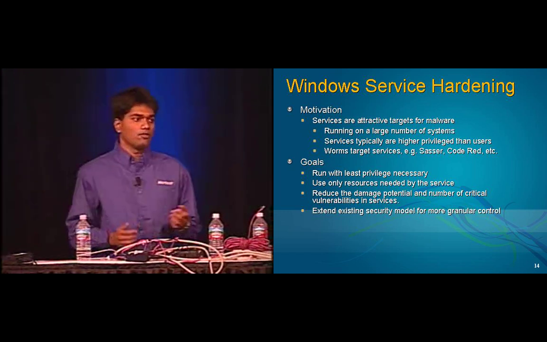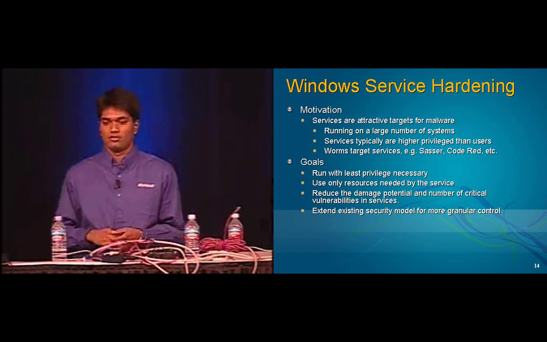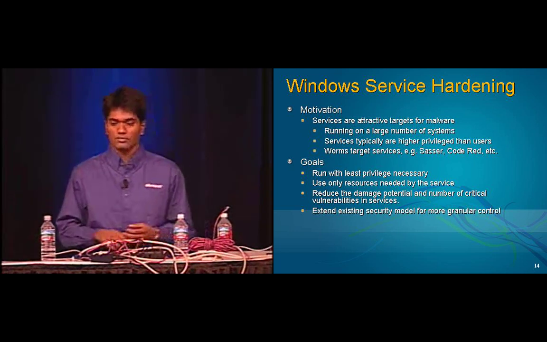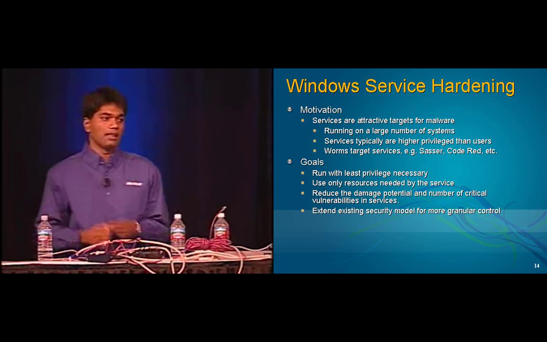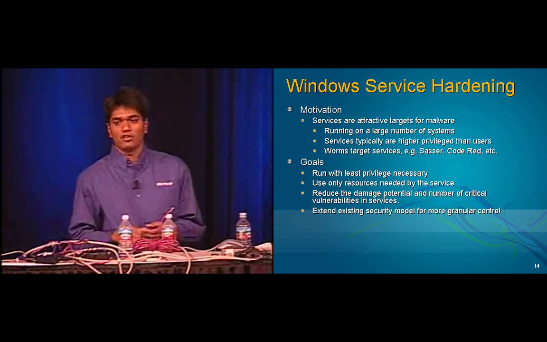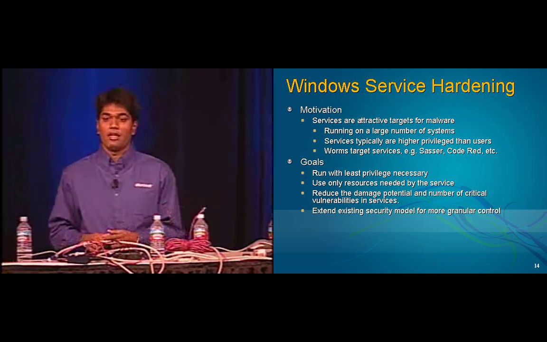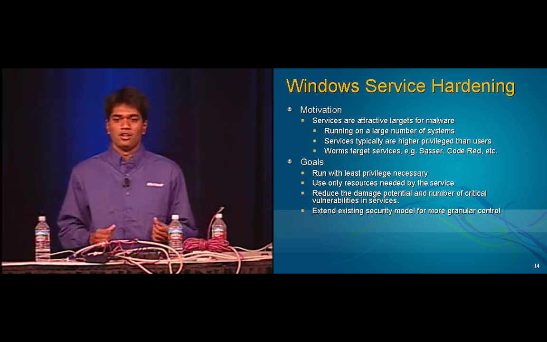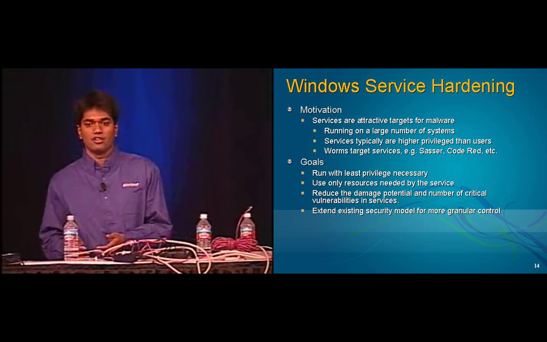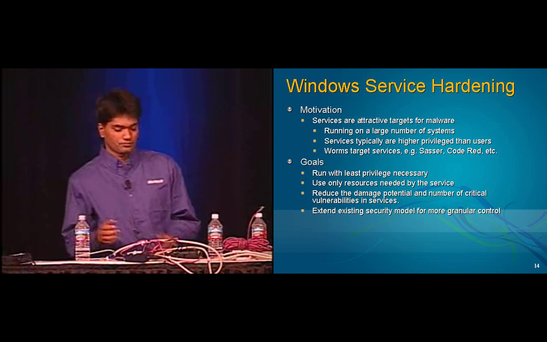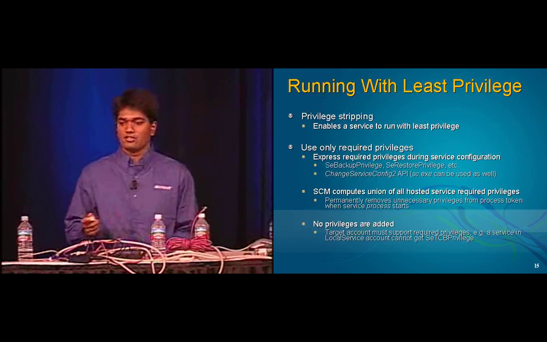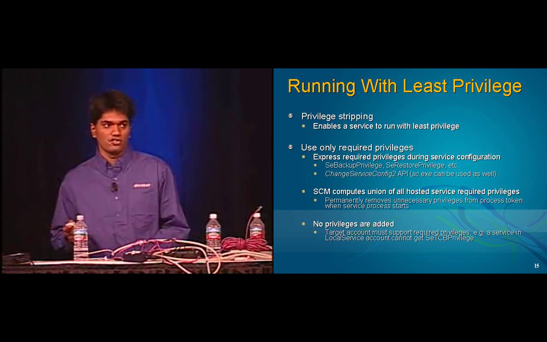Our goal with the Windows Service Hardening Framework was to enable running services with the least privilege, provide service isolation, and then if your service is compromised, make sure your damage potential is constrained. And finally, we wanted to make sure that this can be leveraged by existing services. So we enhanced the existing security model and the programming model in a natural way. So let's look at how we achieve these goals. First is running with least privilege.